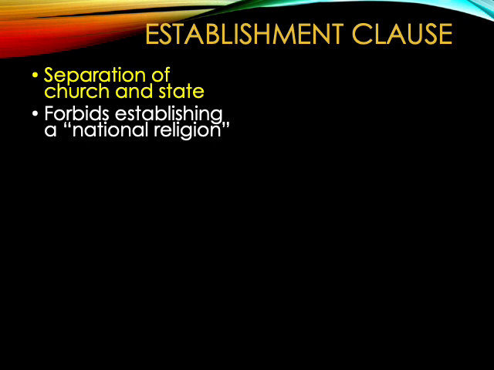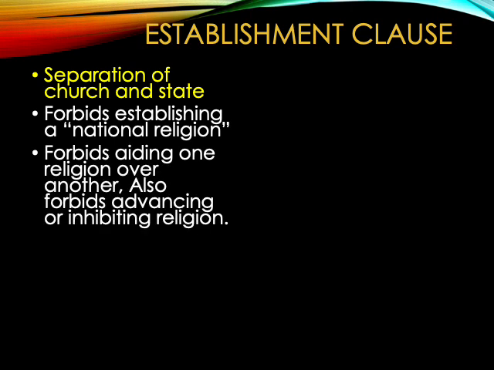So what does separation of church and state mean? Well, it's been defined by the Supreme Court over time, okay? But basically what it means is, obviously, the Establishment Clause forbids establishing a national religion, but it also forbids aiding one religion over another, okay?